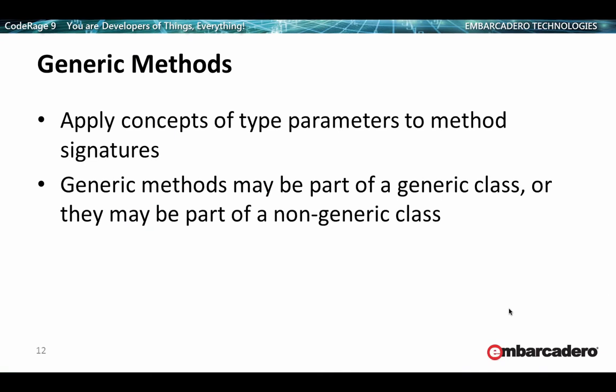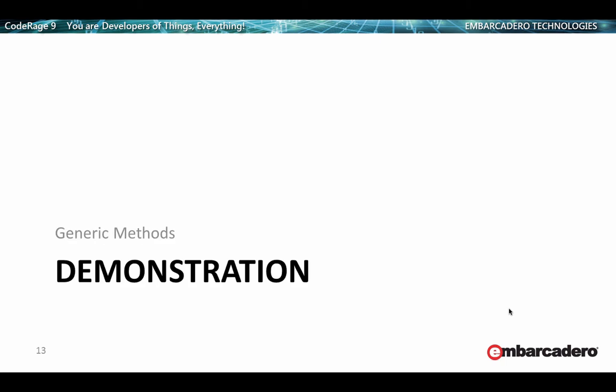One of the interesting things that we can do with generics, we've talked about building new classes with them and the parameterized types that are referenced in them. However, we can also apply the same concepts to a method signature. And this is actually pretty cool, because not only can a method be part of a generic class, a generic method can also be part of a non-generic class. And this sounds a little weird until we see some practical examples. So let's do exactly that.